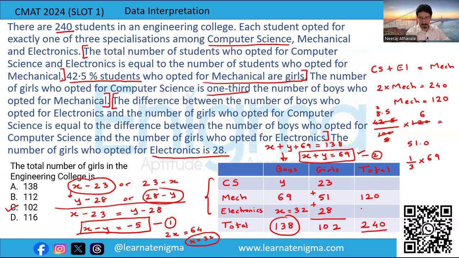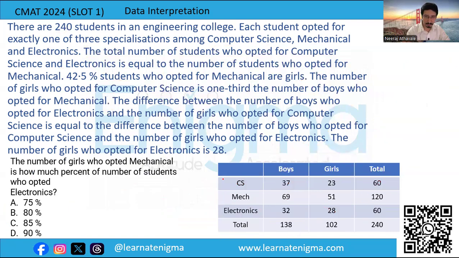So x is equal to 32. Electronics total students will be 32 plus 28, that is 60. So this total also becomes 60. So, 60 minus 23, you get y is equal to 37. You can get y equal to 37 from this equation as well. So now we have this complete table. Now, let's see the next two questions. I have written down the data already over here.